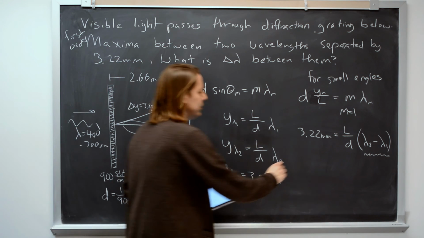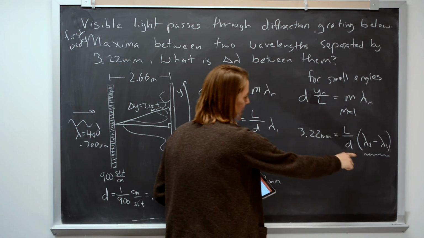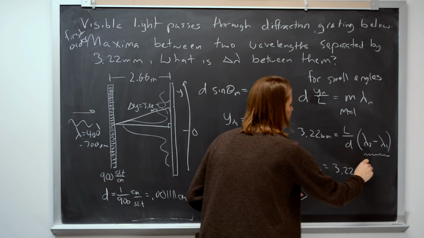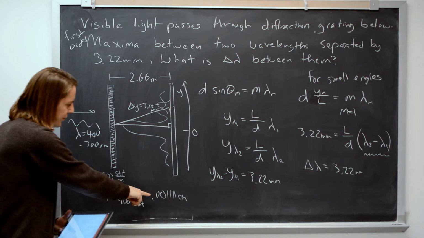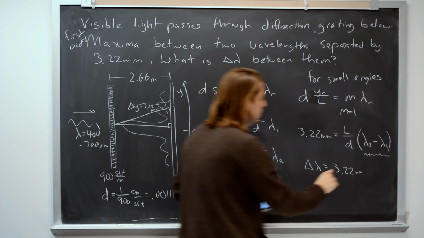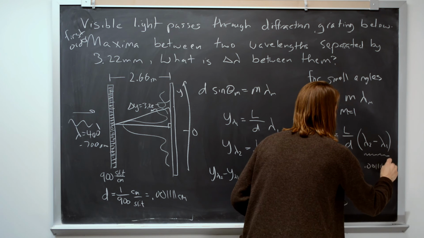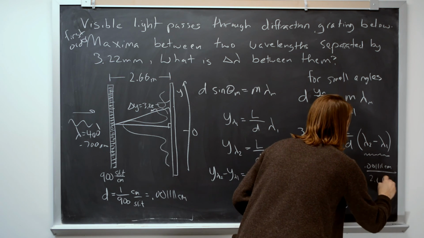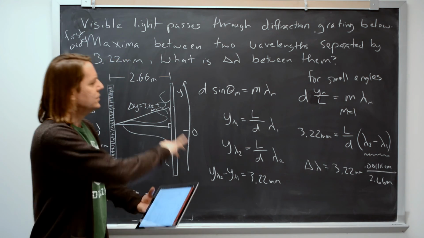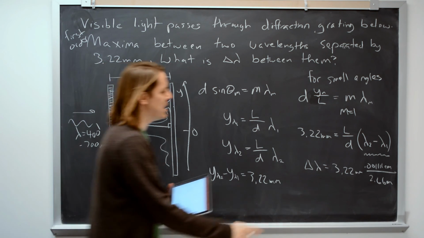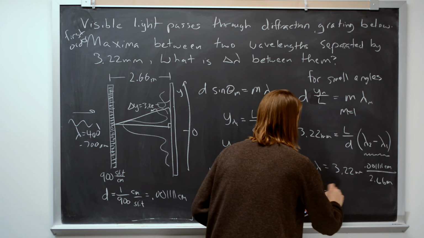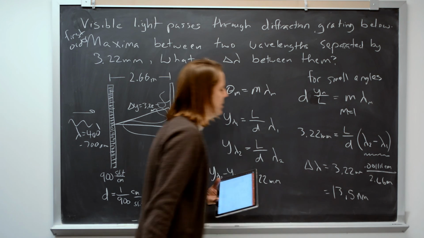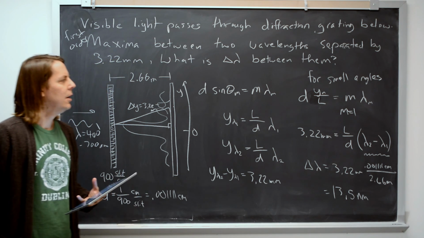So in the end, delta lambda is just 3.22 millimeters times d over L. So d being 0.00111 centimeters, over L, 2.66 meters. And if you do that and get all the numbers right, you got to keep up with millimeters, centimeters, and meters in one equation, but you get 13.5 nanometers. 13.5 times 10 to the minus 9 meters.